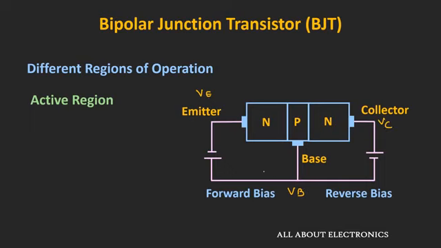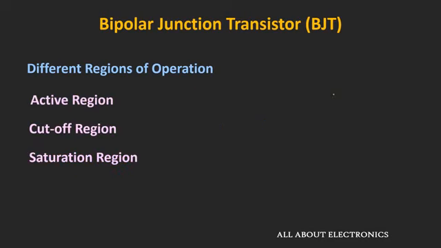Then to forward bias this base-emitter junction, the voltage of the base should be greater than the emitter. Similarly, to reverse bias this collector-base junction, the voltage at the collector should be greater than the base. That means to operate the BJT in the active region, the collector voltage should be greater than the base voltage and the base voltage should be greater than the emitter voltage. Once this condition is satisfied, the BJT will operate in the active region.